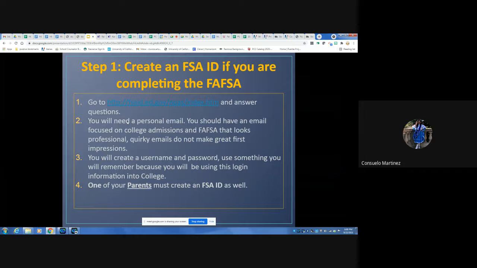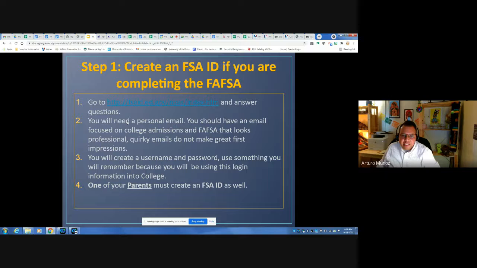I'll also add that if you have other children, you'll use the same FSA ID for them as well. So don't lose that password if you have younger children, so you can use it in the future when they become seniors for their FAFSA. Correct. And sometimes we do have parents that are trying to create the student's FSA ID using their own email. Again, it needs to be separate emails. The student must use their own personal email, and the parent needs to use their own personal email.